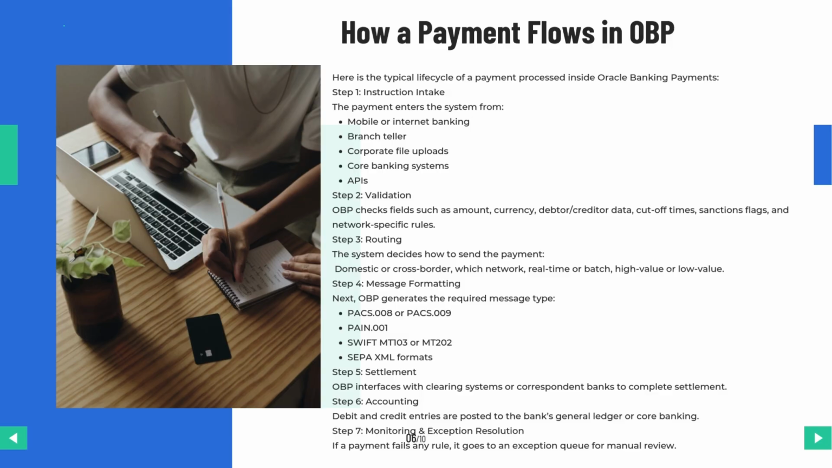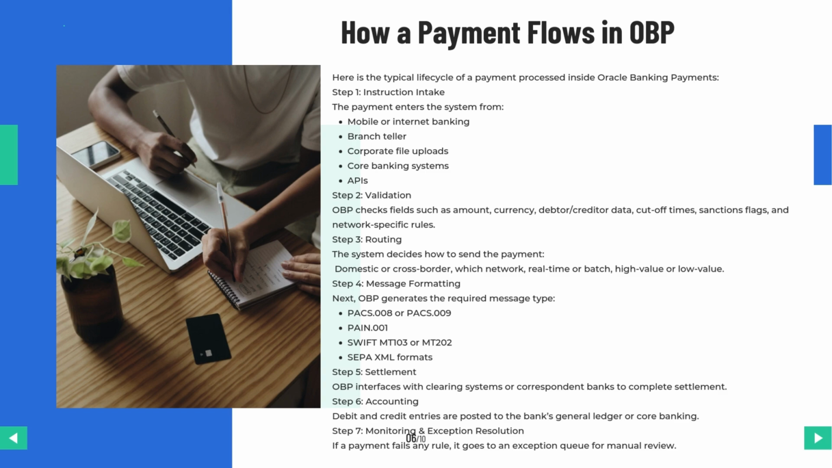Here is a typical life cycle of a payment processed inside Oracle Banking Payments. Step 1. Instruction Intake. The payment enters the system from mobile or internet banking, branch teller, corporate file uploads, core banking systems, APIs. Step 2. Validation.